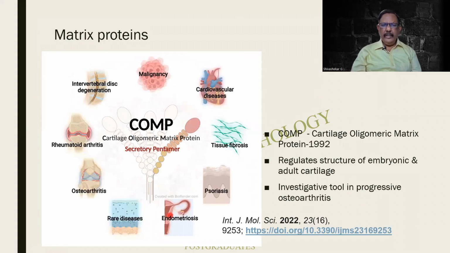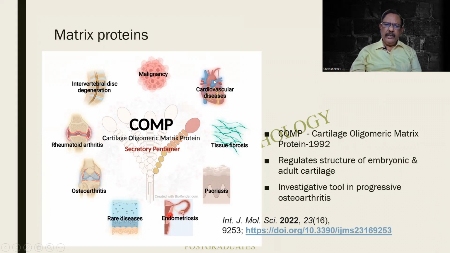COMP is another one, matrix proteins. Cartilage oligomeric matrix protein. I do not know it. If you go to the text, there are multiple other subsets which are given. We need not bother about it. But then we'll just mention that there is a cartilage oligomeric matrix protein. And see where all it is involved.